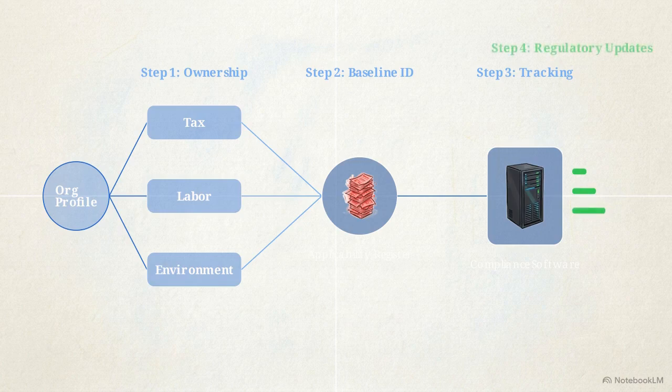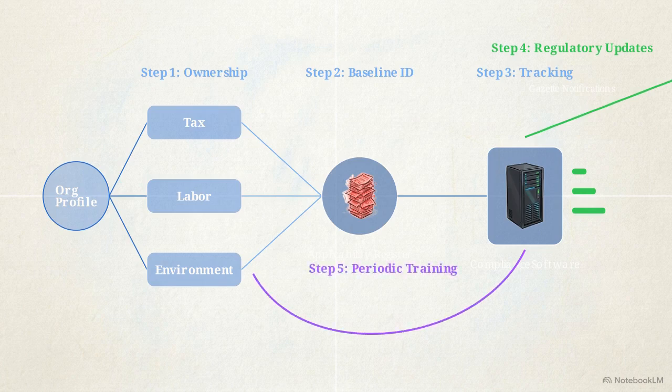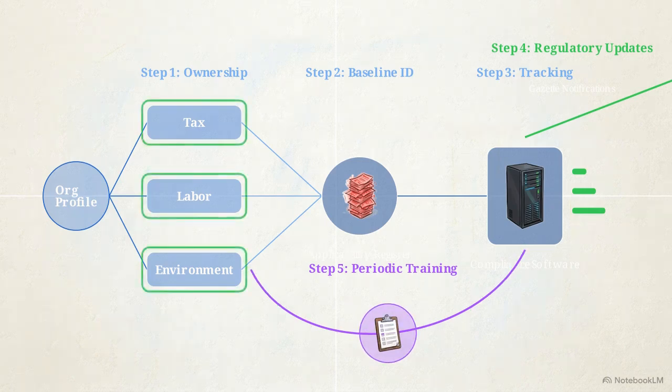For Step 4, regulatory updates, we check the inputs. There must be an incoming feed, like an external legal subscription or retainer agreement, ensuring the company quickly identifies new amendments and Gazette notifications. Step 5, periodic training, completes the loop. We examine annual training calendars and attendance logs to verify the compliance owners receive regular education on these regulations.